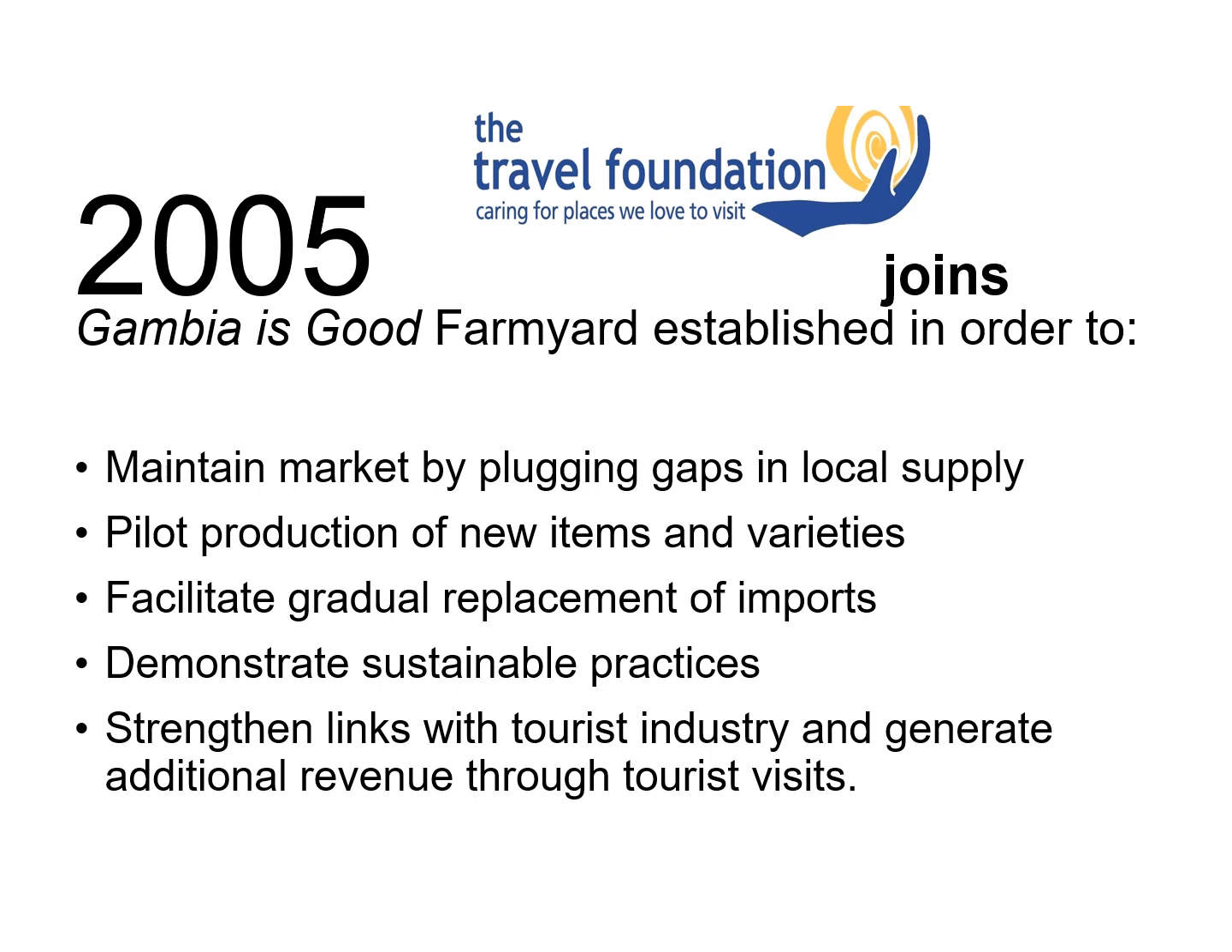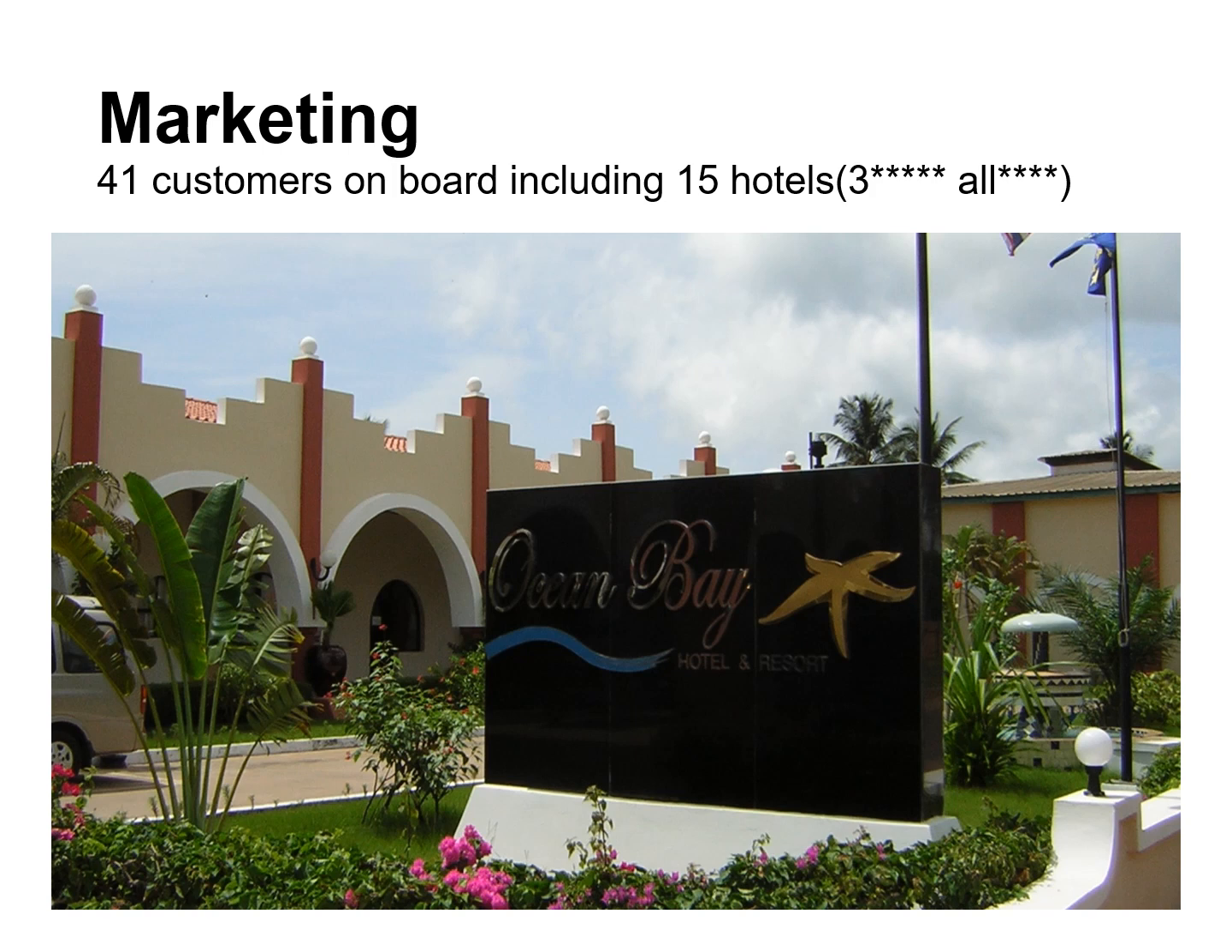So the creation of the opportunity for hotel guests and resort guests to visit the farms and the farmyards was an important part of the total package. So they managed to bring 41 customers on board, including 15 hotels, 3 5-star hotels, and 12 4-star. So they were able to bring them in as purchasers of the market produce from the subsistence farmers.